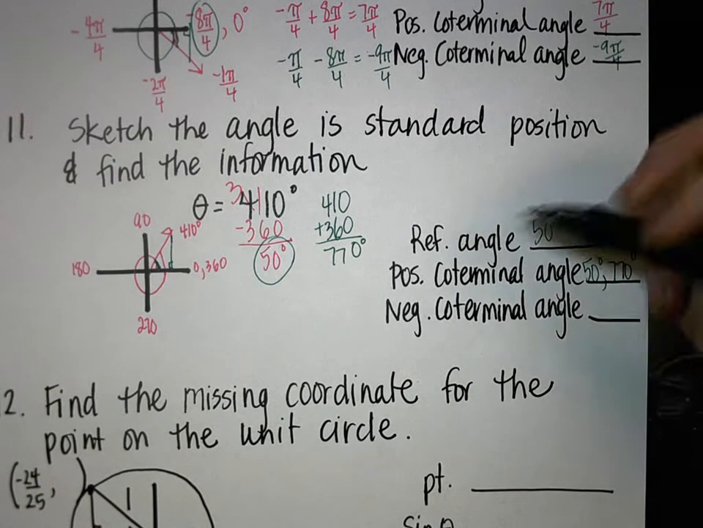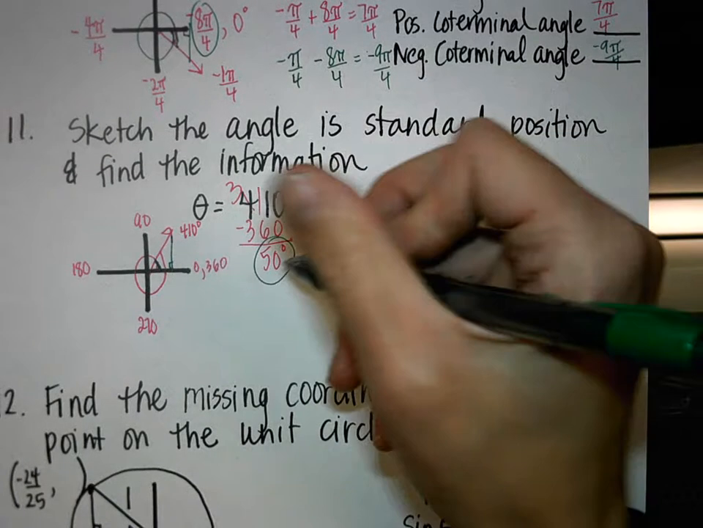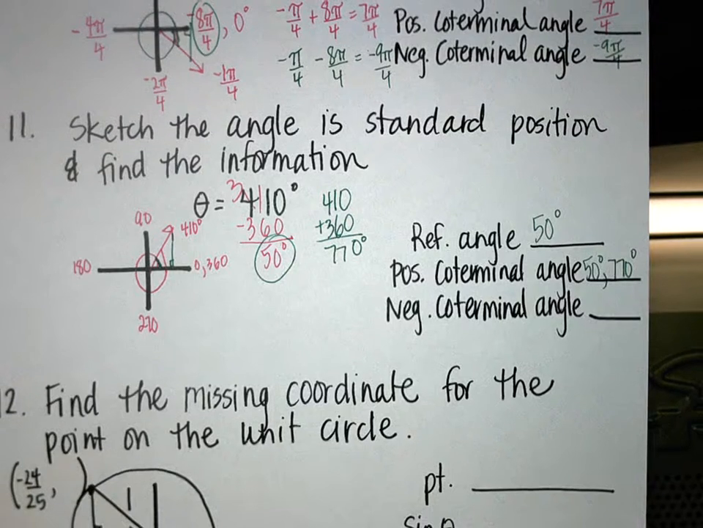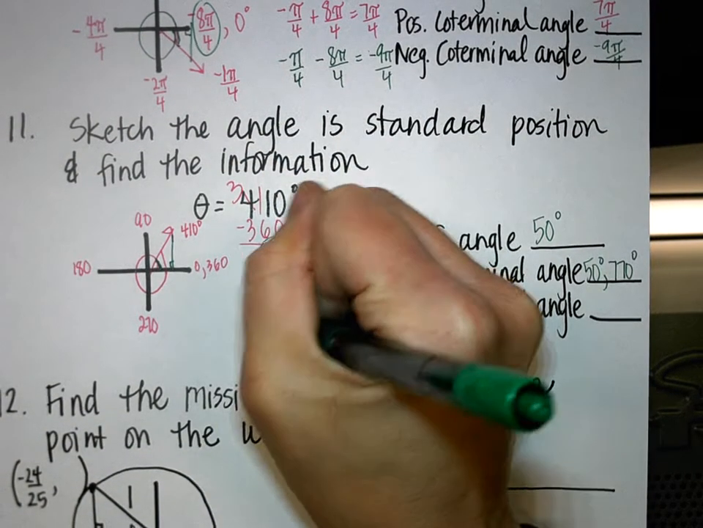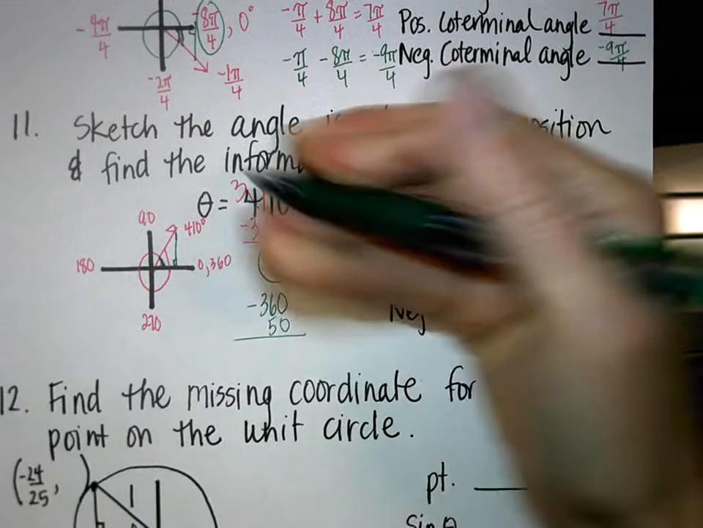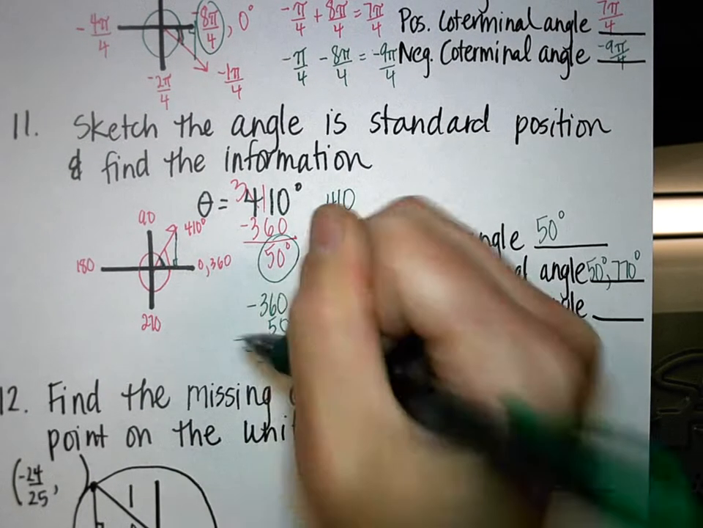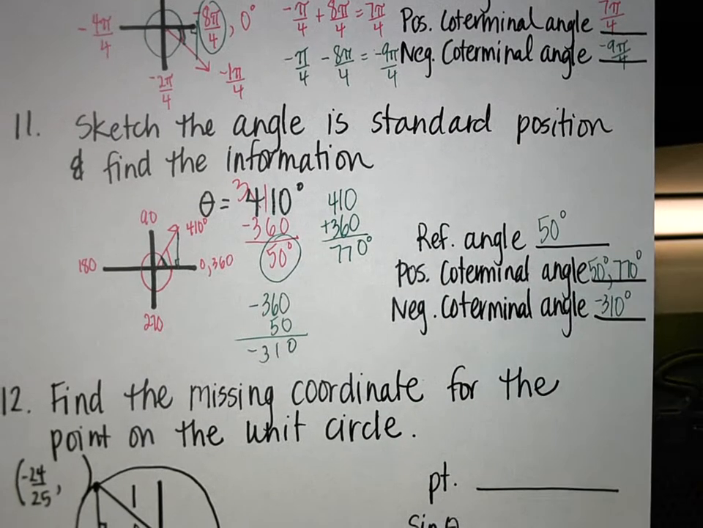A negative coterminal angle, though, I would go to that 50 that we already got, and you would subtract 360. And so if we have negative 360, and I'll put the 50 underneath, positive and negative we subtract, and you would end up getting negative 310 degrees for a negative coterminal angle. So all of those terminate at the same exact place.